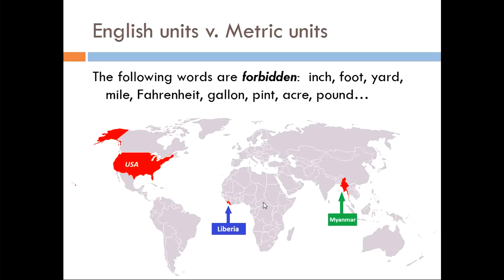The rest of the world uses metric units. So we use Fahrenheit, while the rest of the world uses Celsius. We use foot, inch, mile, while the rest of the world uses meters and kilometers and centimeters. We use gallon and pint, while the rest of the world uses liters. And we use pounds, while the rest of the world uses grams or kilograms.